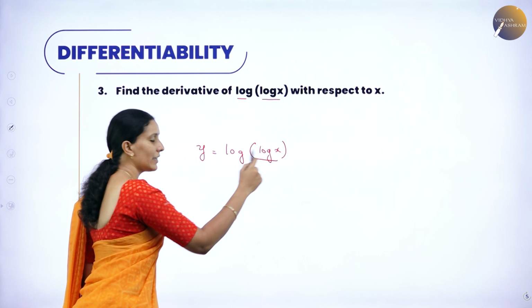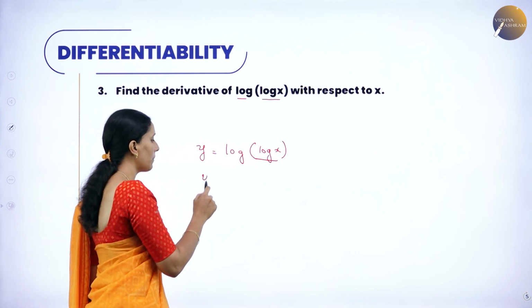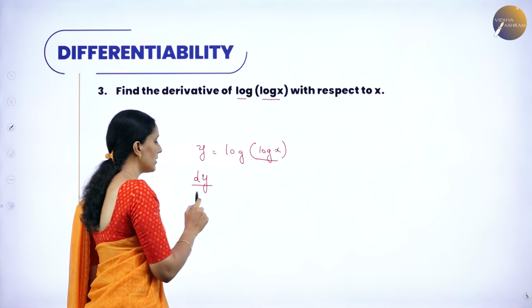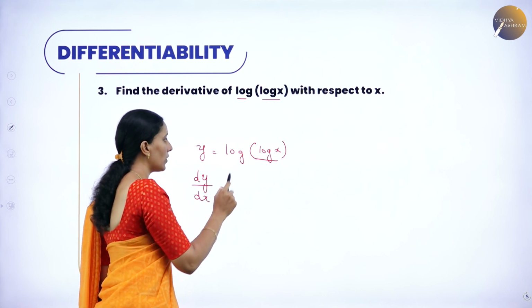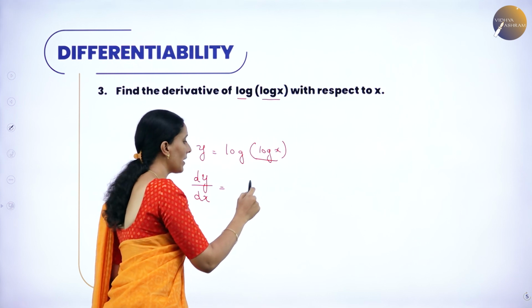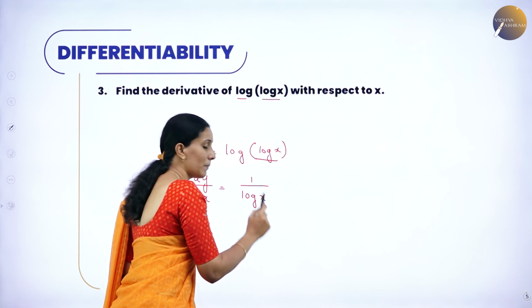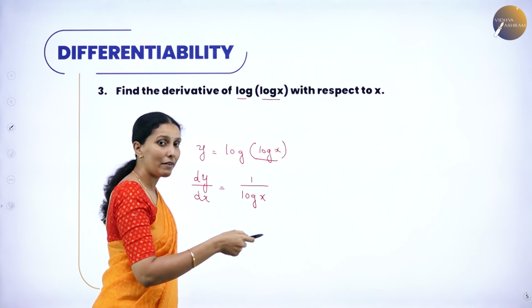So log of anything will be in the form of 1 by x only. So therefore this can be written as, here it becomes dy by dx is equal to 1 by log x, if you take the derivative of log, it will be in the form of 1 by x. But this is not simply x, it is again log x. So derive it once again.